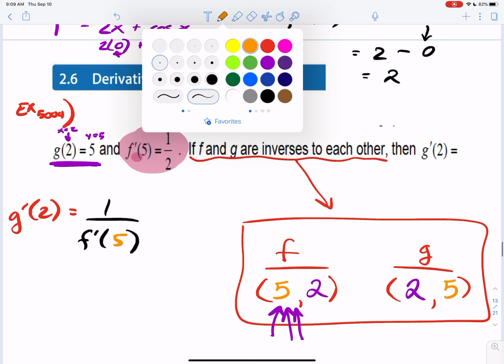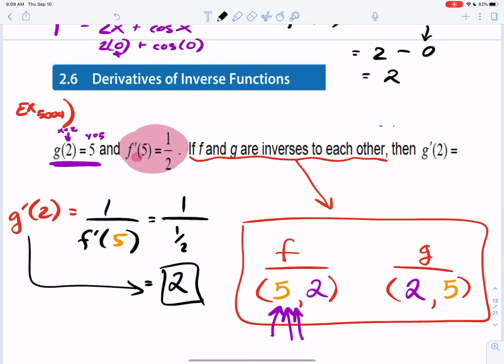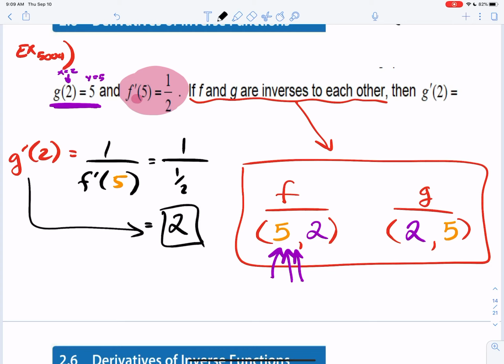So here we go. f prime of 5 is 1/2. Well, 1 divided by a half, multiplied by the reciprocal, you get 2. So g prime of 2 is 2. A lot easier, okay? We just have to know how to read between the lines here.